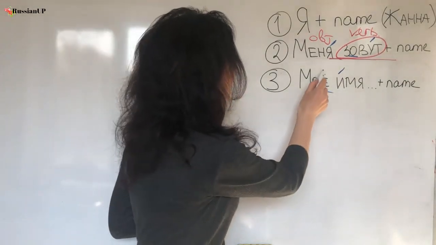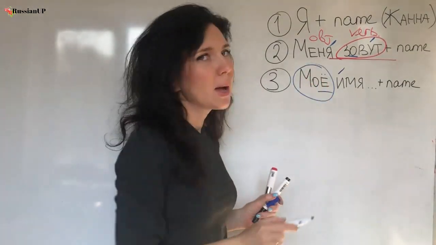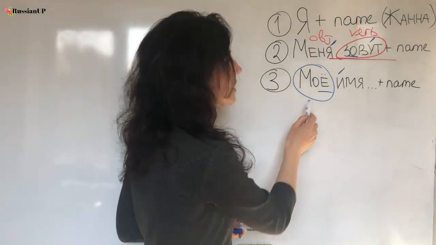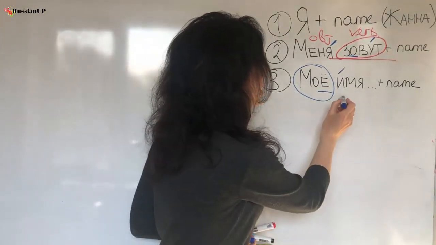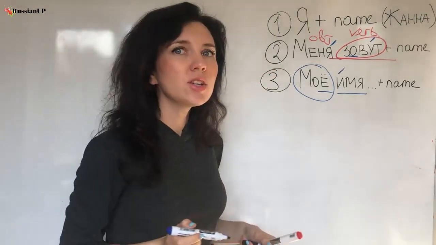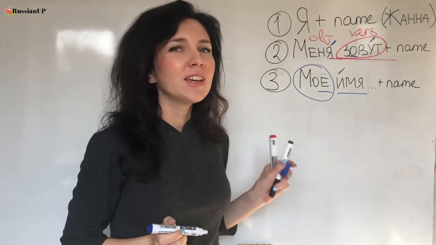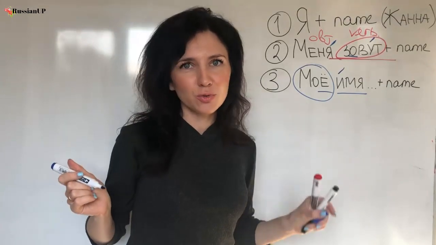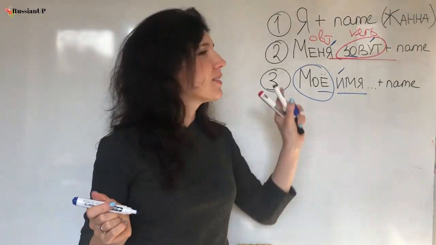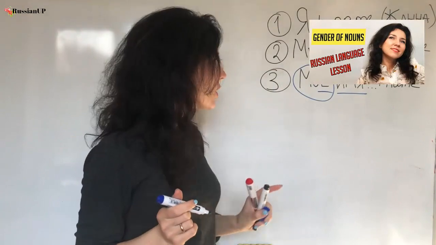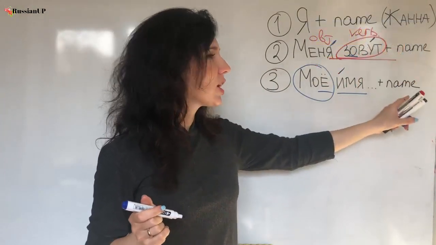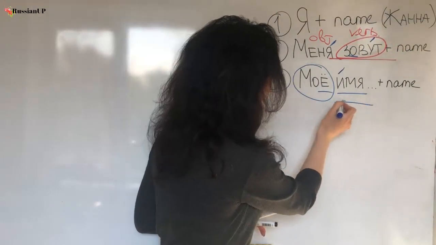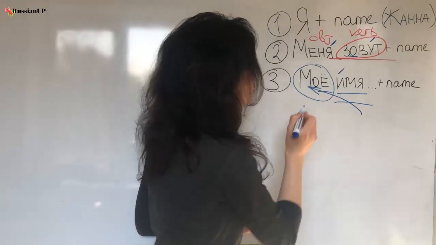Here we have possessive pronoun мое, right? And why do we have it in neutral? Because the word имя is a neutral word. If you forgot the topic genders or it's just new for you, you can go to this lesson. So, мое имя Жанна. We have to agree nouns with pronouns, okay?